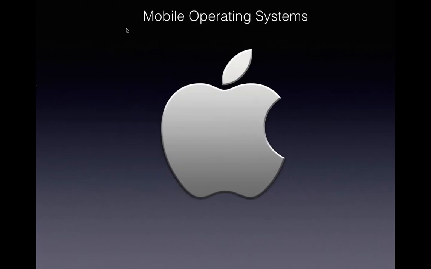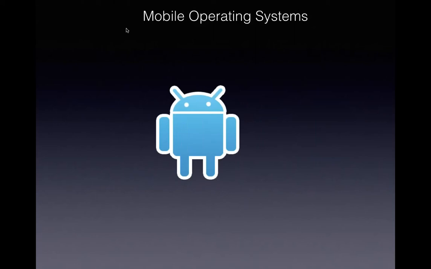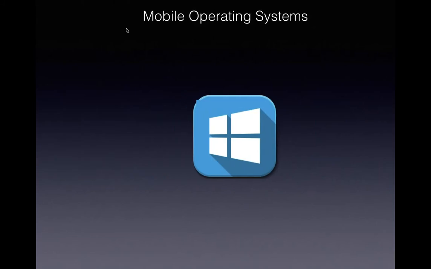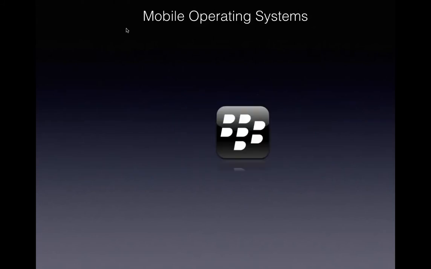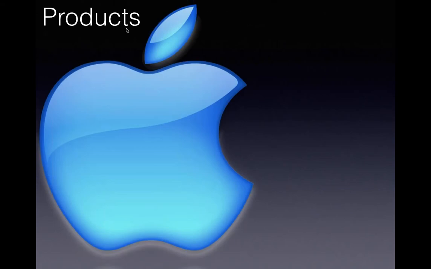So in this world, those are called Apple, Android, Windows, and BlackBerry. There are many, but the most popular are these. And let's see what the products of Apple are. As we are going to develop applications on Apple products, we should know what all the products of Apple are, right?